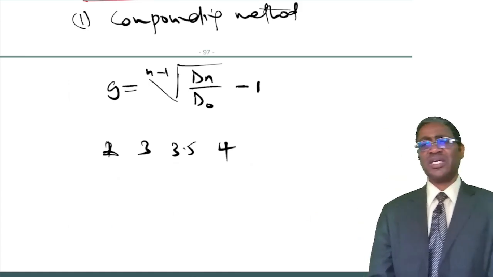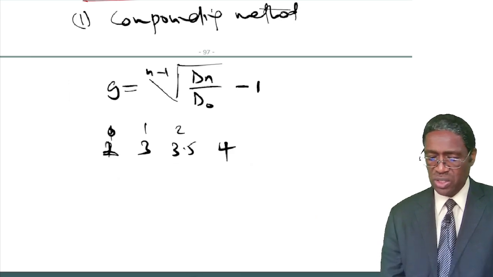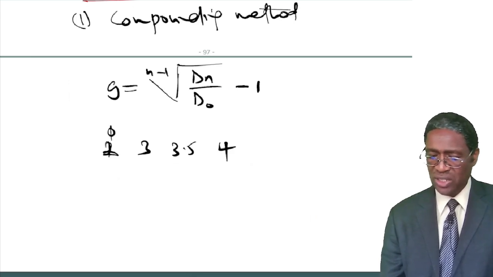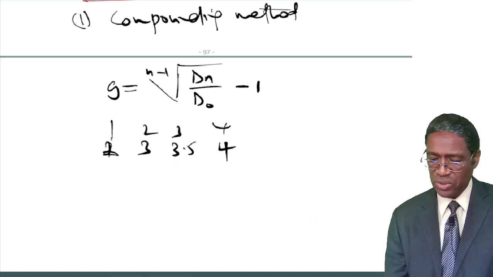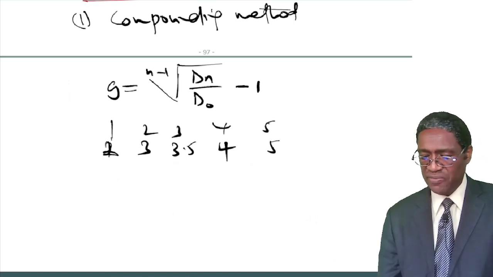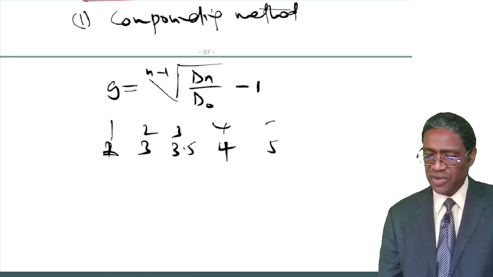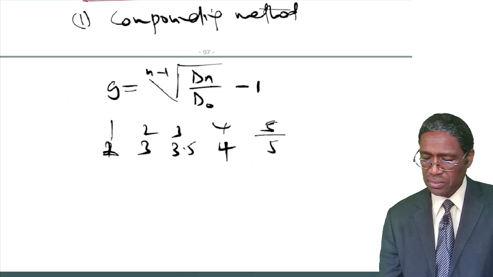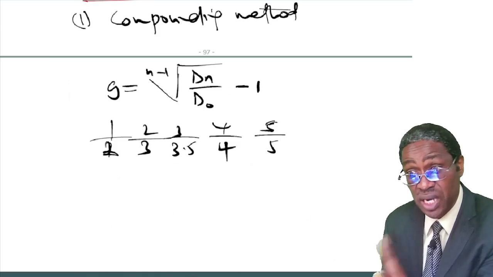So those are the dividends paid in years 1, 2, 3, and 4. You can even add year 5, where they paid a dividend of, let's say, 5 shillings. Now, N will be what? N will be 5.